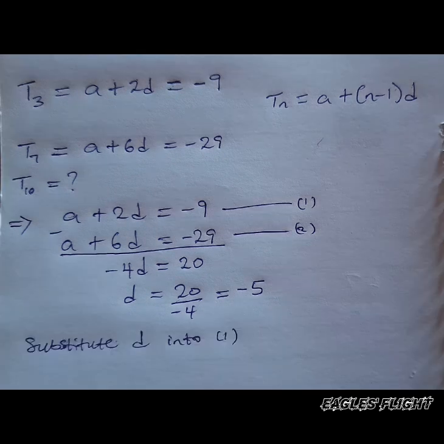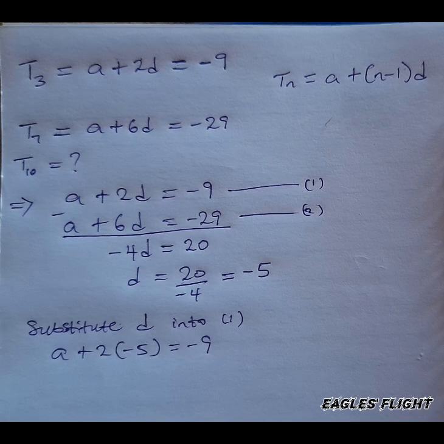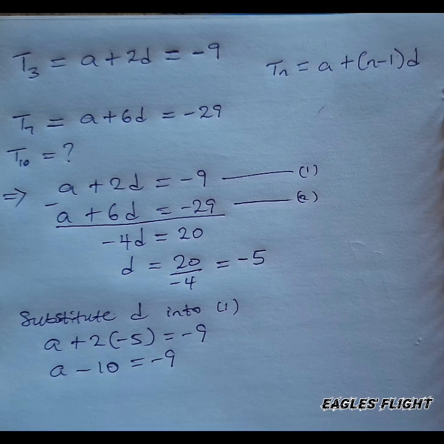Now in substituting the value of D into any of the equations of our choice, let's make use of equation 1 in this context. Putting D as minus 5 into equation 1, we have A plus 2(minus 5) equals minus 9. So when you open the bracket, we have A plus 2 times minus 5 gives us minus 10, so that becomes A minus 10 equals minus 9.